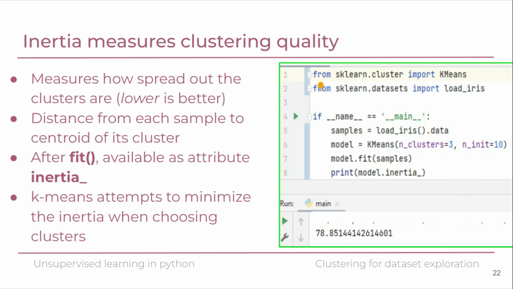We want clusters that are not spread out, so lower values of the inertia are better. The inertia of a k-means model is measured automatically when any of the fit methods are called, and is available afterwards as the inertia attribute. In fact, k-means aims to place the clusters in a way that minimizes the inertia.